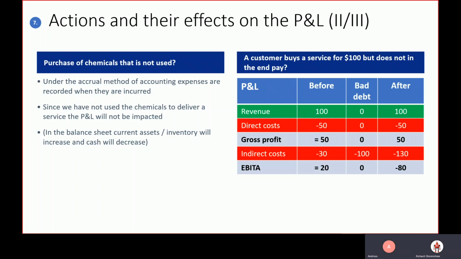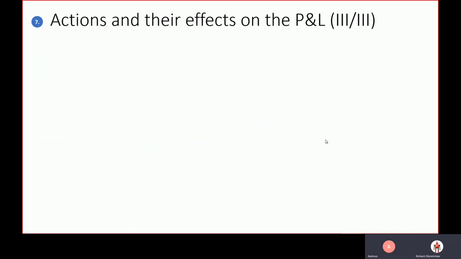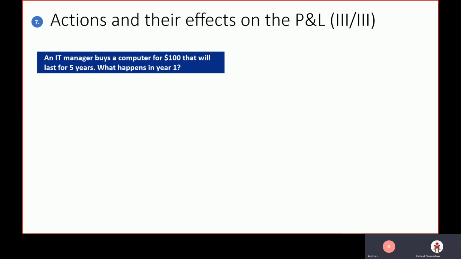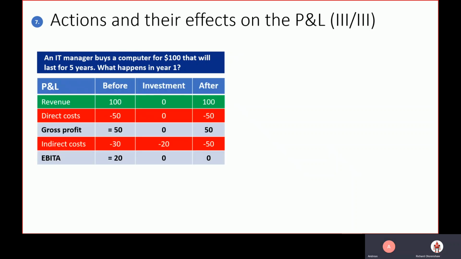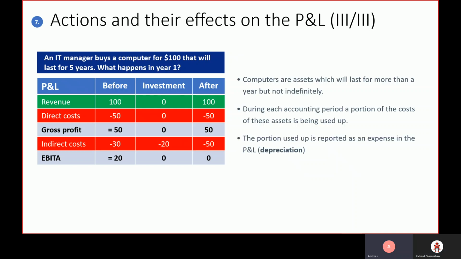Yes. All right, thanks for those examples, Andreas, and thanks for making some of these examples using simple numbers too, so it highlights the cause and effect better. So finally, let's look at an IT manager who buys a computer for $100 that will last for 5 years. What happens in year one? So what happens is that the $100 for the computer is capitalized, which means the asset will sit on the balance sheet. And since it will last for 5 years, it's capitalized over those 5 years.